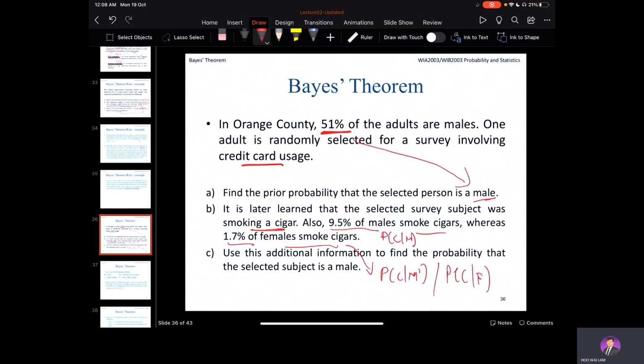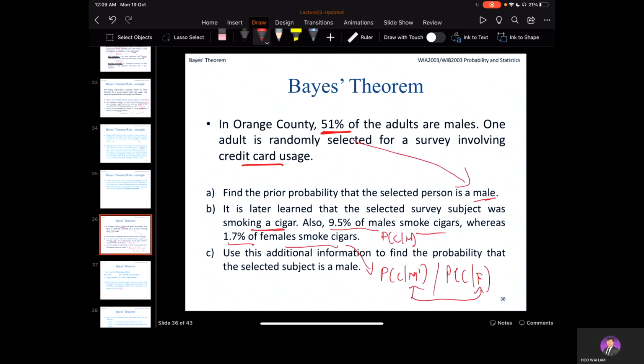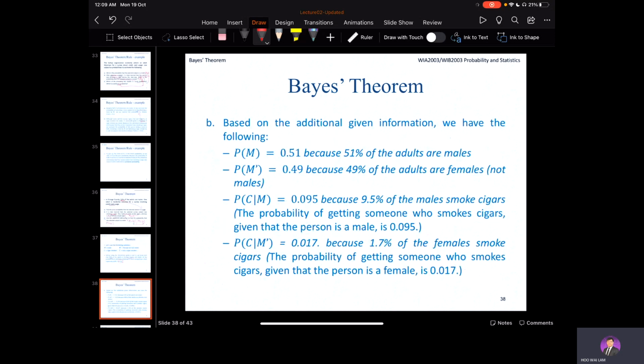But you need to be very careful, because male and female are mutually exclusive and collectively exhaustive. These are the two events that you can have. That's why female is equivalent to the complement of M. Use this additional information to find the probability that the selected subject is a male. This additional information will help you calculate the probability of M given C for your question.